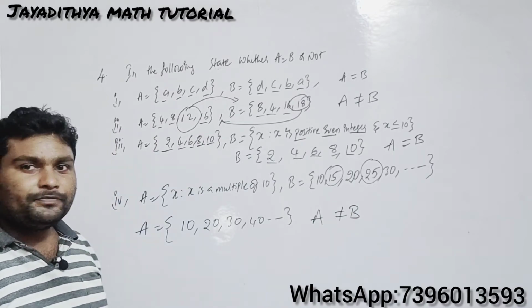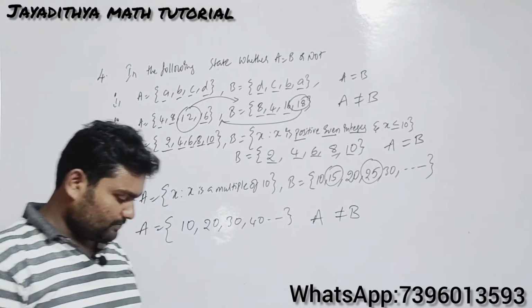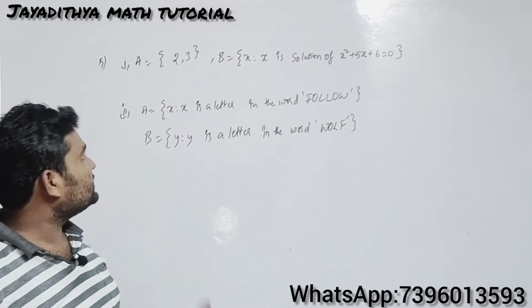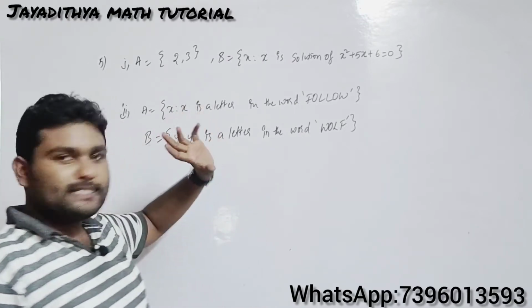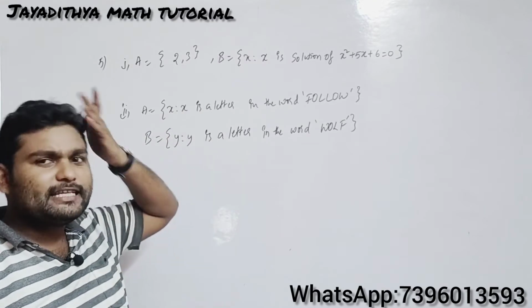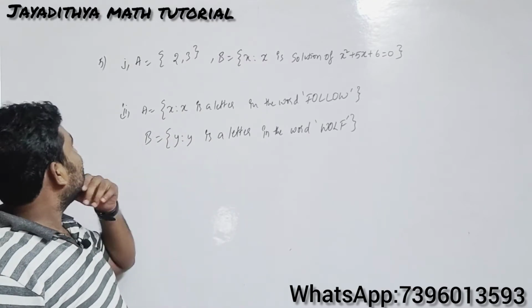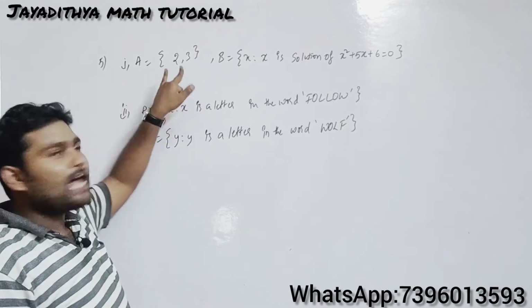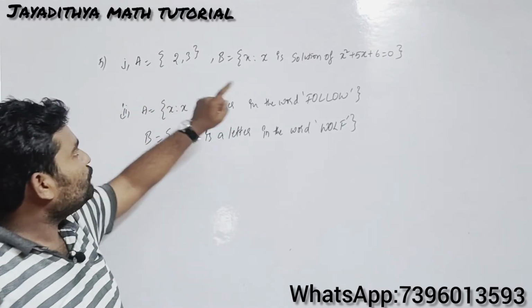So simple, right? So let us go for the next one. Look here, this is your fifth question, and the fifth question is also the same. We should check whether the given sets are equal sets or not, and we should state reasons also for that. Okay, so let us see the first one. A is equal to {2, 3}. In the set A we have the elements 2 and 3. And what about B here?